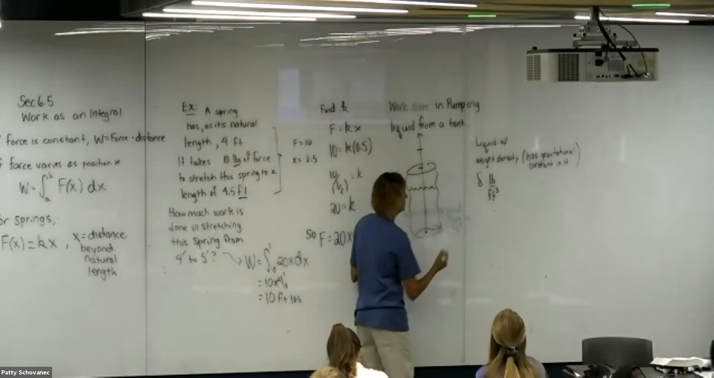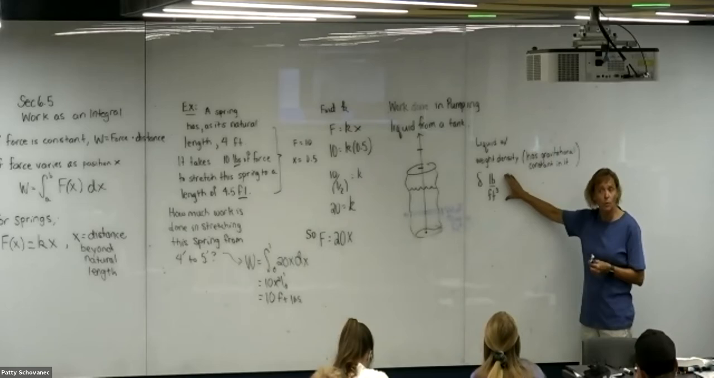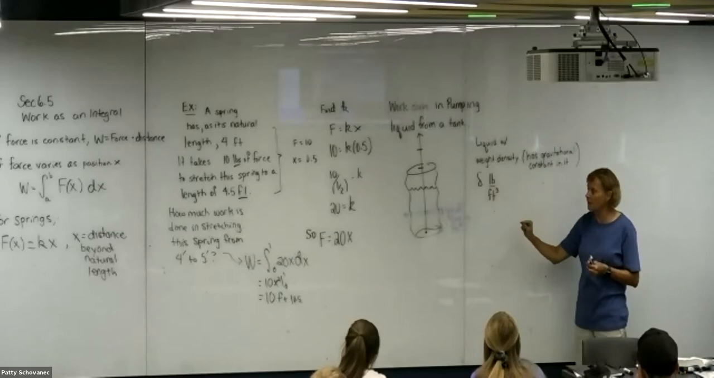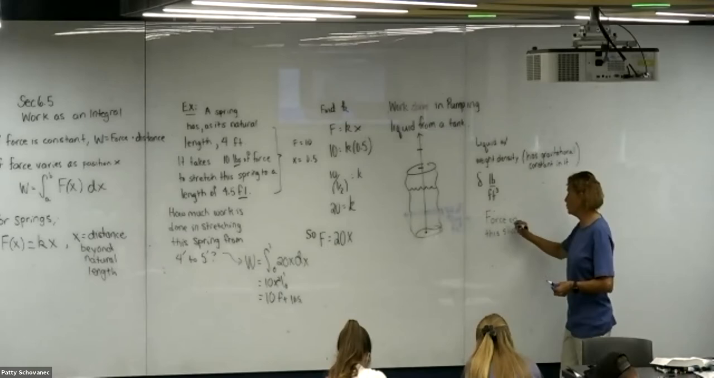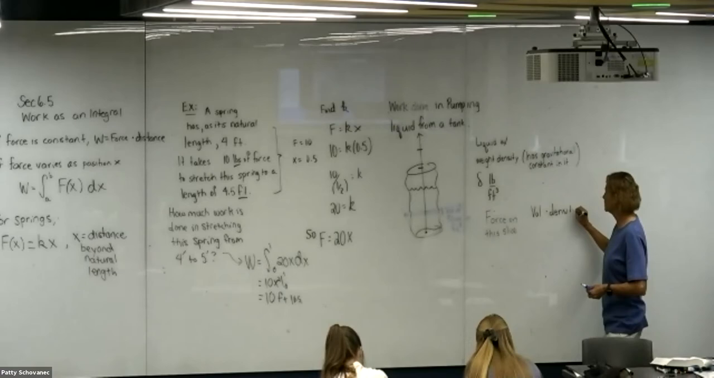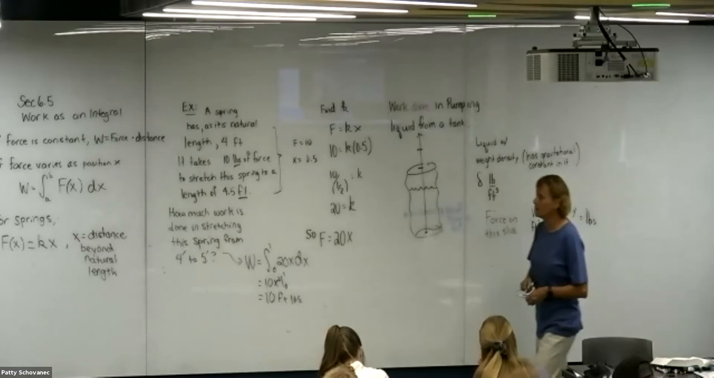And if I take the volume of the slice in cubic feet and multiply it by the density in pounds per cubic feet, that product will have a unit of pounds. Which of our quantities is measured in pounds? Force. I get the force of moving a slice of liquid by multiplying the volume with the density. So the force to move this slice is just the volume times the density. This is cubic feet times pounds per cubic feet, and those will cancel and leave me pounds.